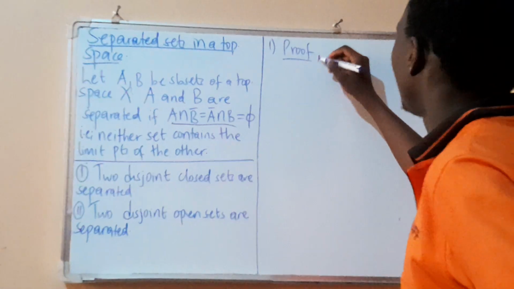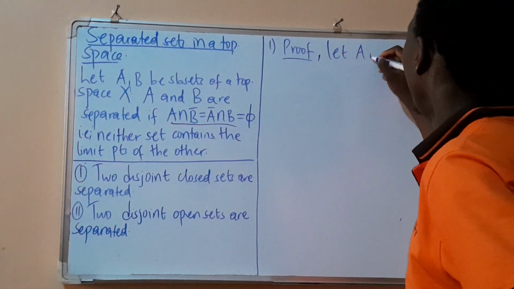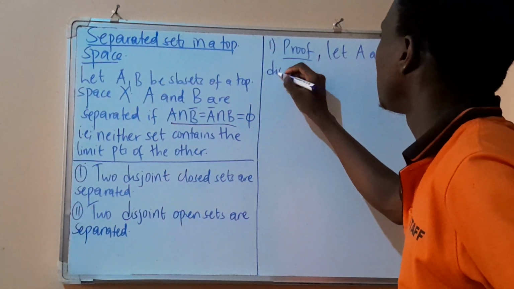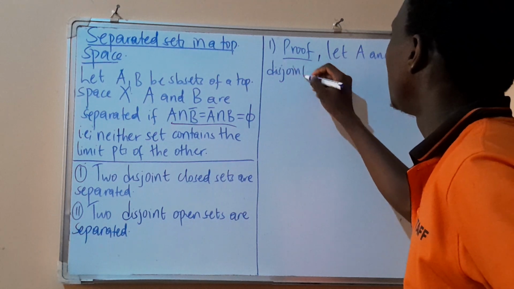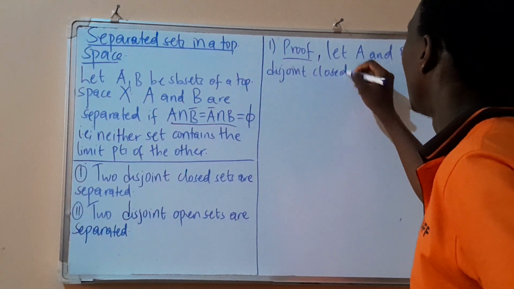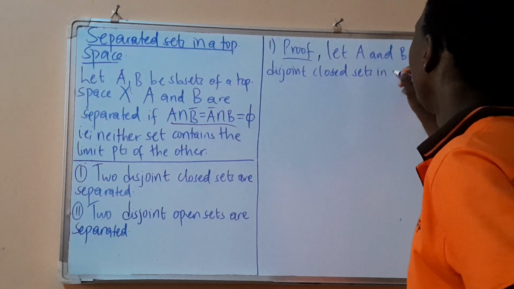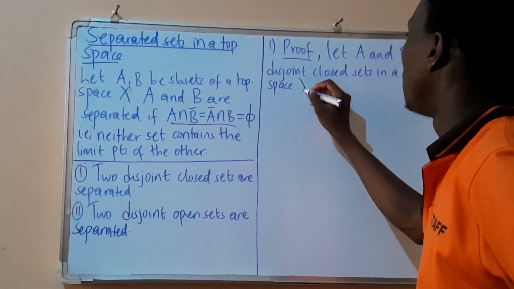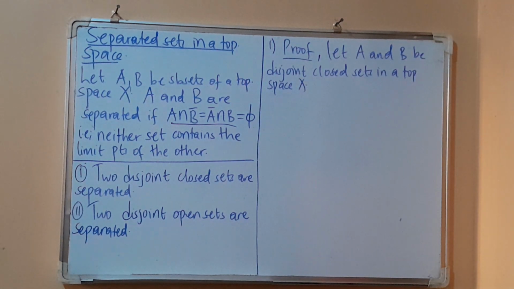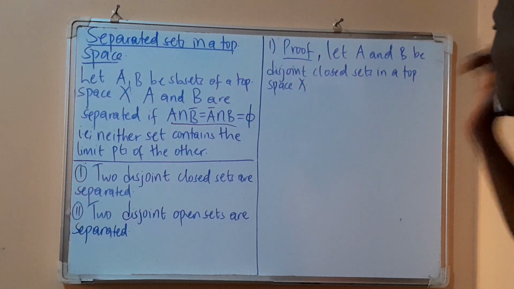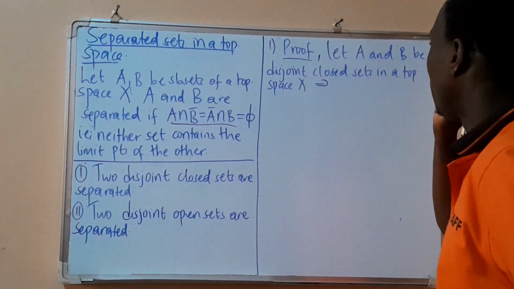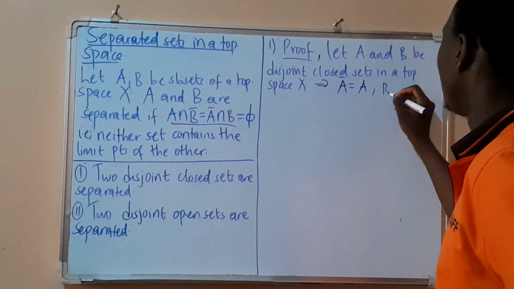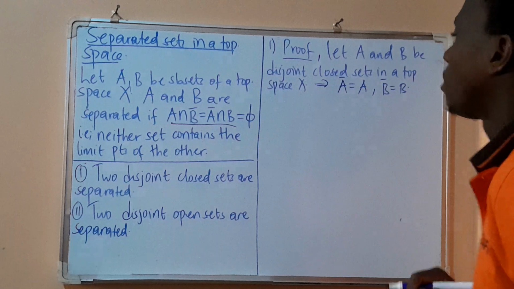So, Roman 1. Let A and B be disjoint closed sets in a topological space X. Since A and B are closed, the closure of A is equal to A, and the closure of B is equal to B.